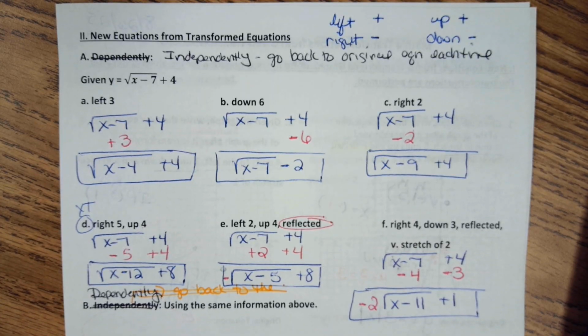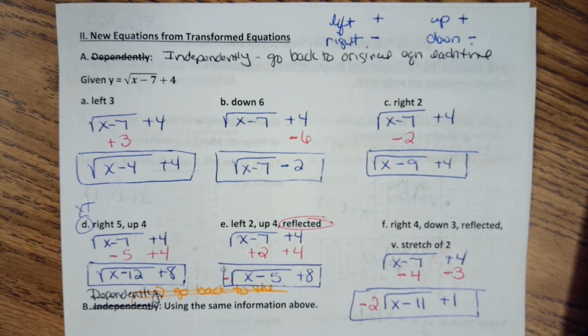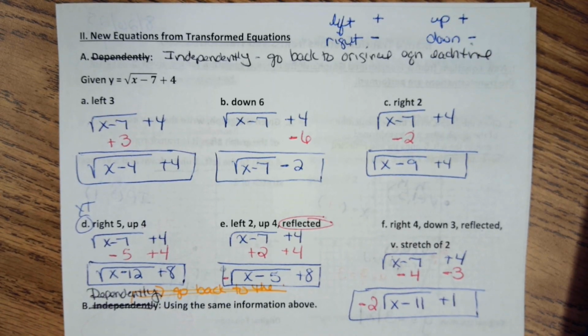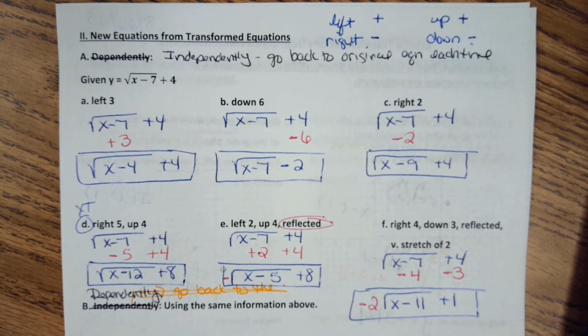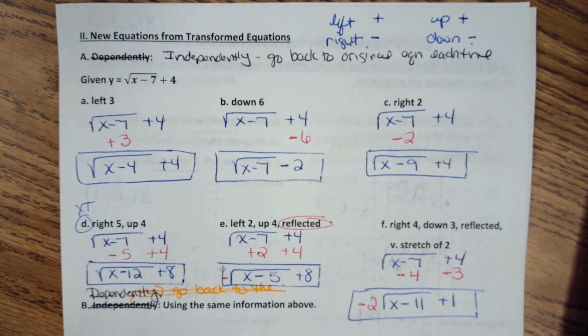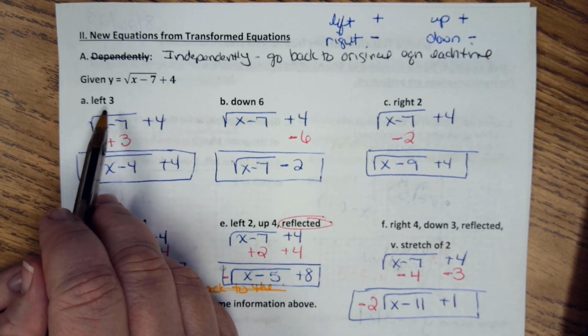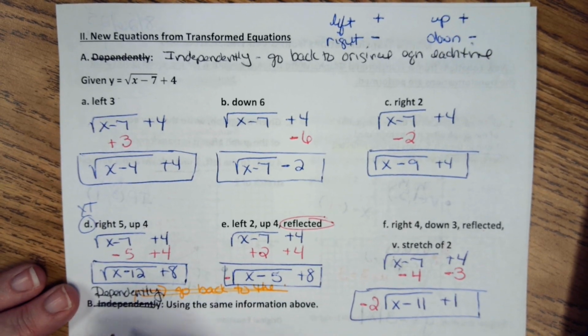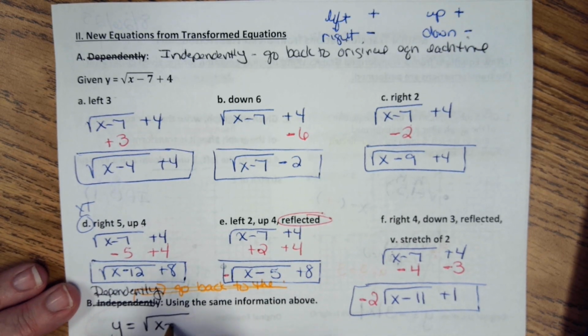All right. Dependently means you go to the previous answer to get to the next answer. So you use the previous answer and work that previous answer to get your new answer. Once you write down that original equation one time, you're done. You keep using the new answer. So with that being said, let's write down our original equation. So we've got y equals square root of x minus 7 plus 4.